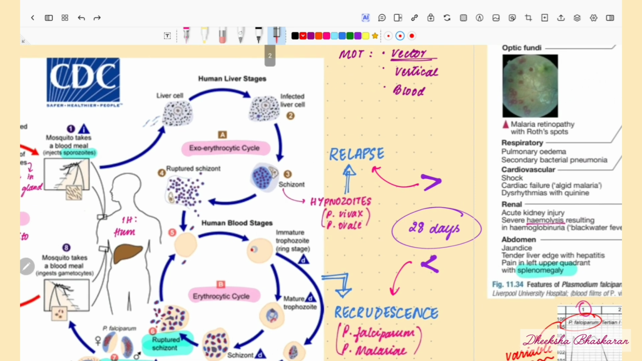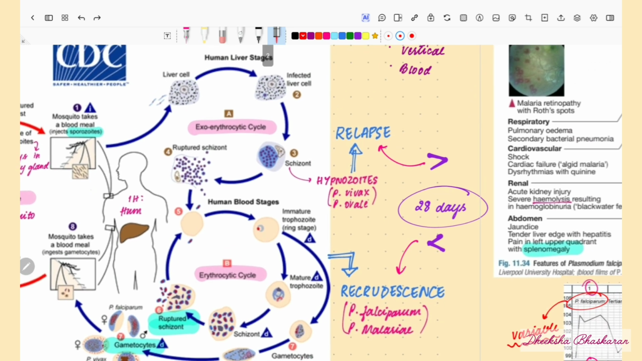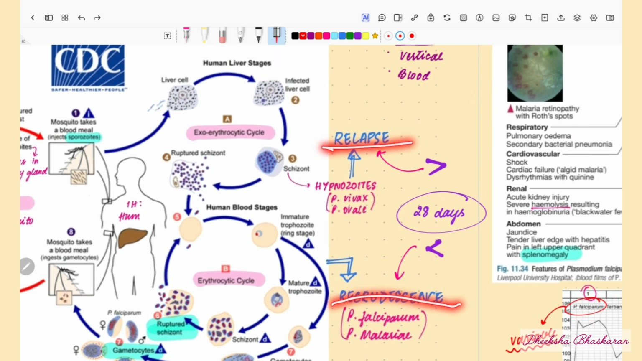We have two terms that we have to learn here. One is relapse, one is recrudescence. What is relapse? We saw the parasite has a liver stage. In the liver stage, it forms schizonts, which further ultimately form merozoites, which enter the bloodstream. But in cases of Plasmodium vivax especially, these schizonts can form dormant phases.